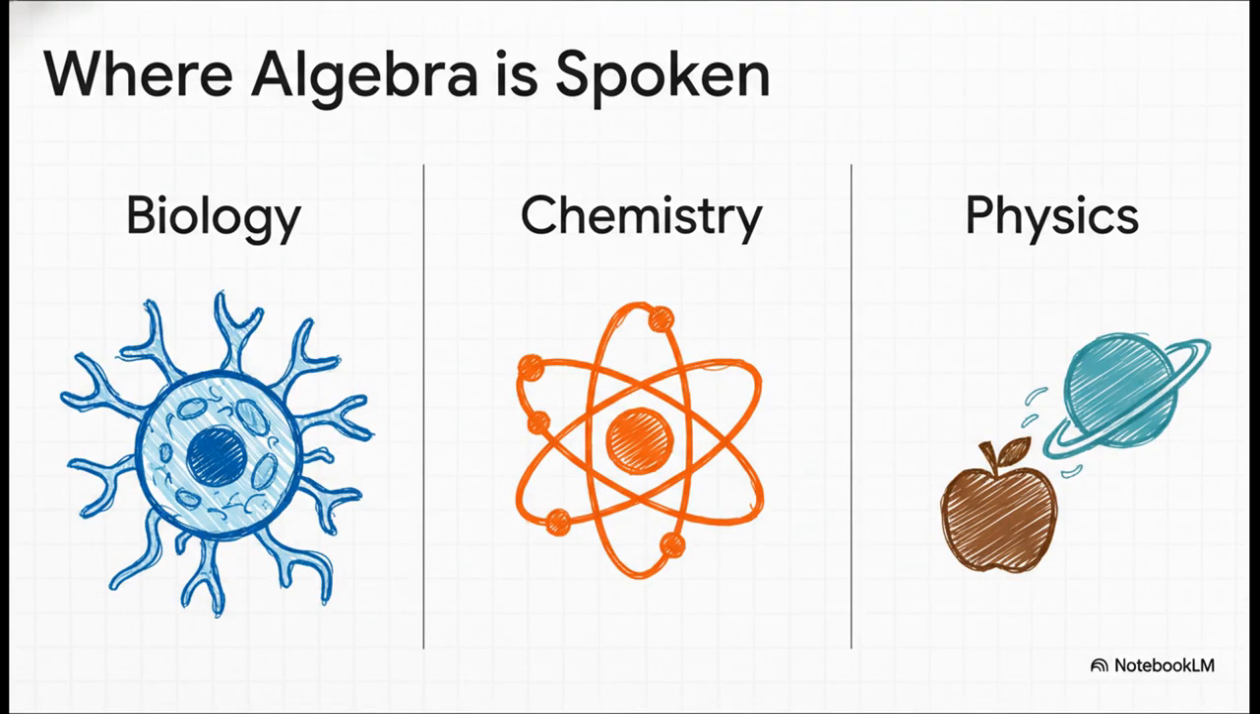And you see it spoken everywhere in science. In biology, it's used to model how populations grow. In chemistry, it expresses relationships between stuff like mass and volume. And in physics, well, in physics it's everything. These algebraic formulas are like tiny, super powerful sentences that describe how the universe works, from the smallest atom right up to the biggest galaxy.